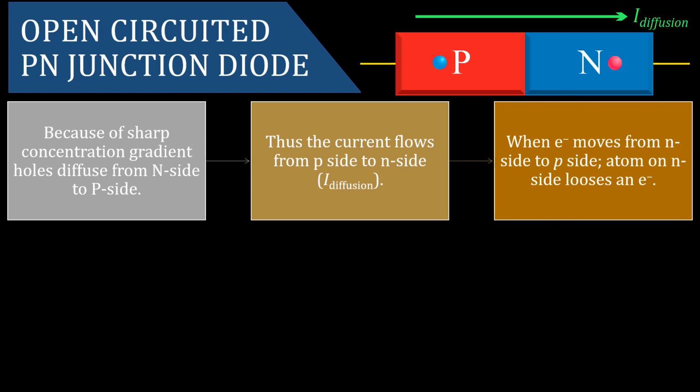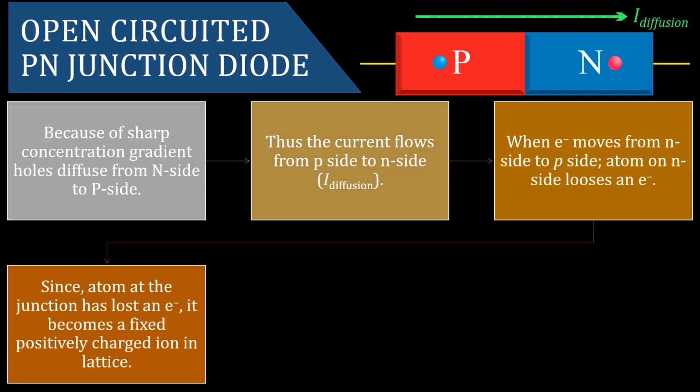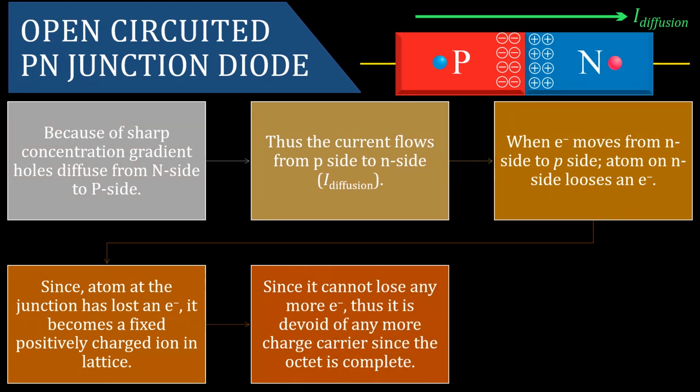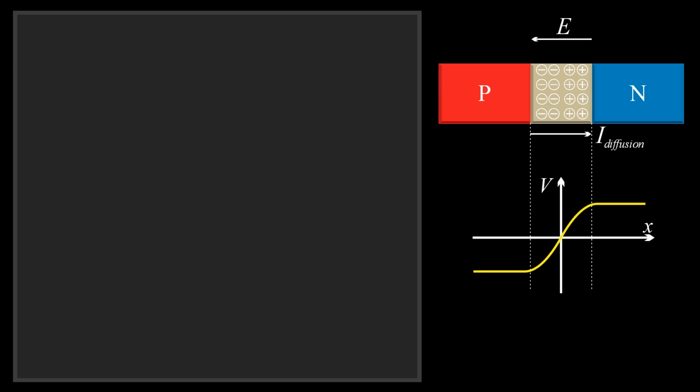Now when the electrons move from N to P and the holes move from P to N, on the N side the semiconductor has lost an electron, so this location should become positively charged. At the same time, this location has gained electrons, so this junction should become negatively charged. When this happens, the junction at the P side also becomes devoid of any more charge carriers, since the octet at the junction is complete. You can see again, on the N side we have positive charge and on the P side we have negative charge. So this will create an electric field to the left, and if the electric field is to the left, the potential will decrease in the left direction. Now this region is called the depletion zone, whose width is of the order of 0.5 micrometer.